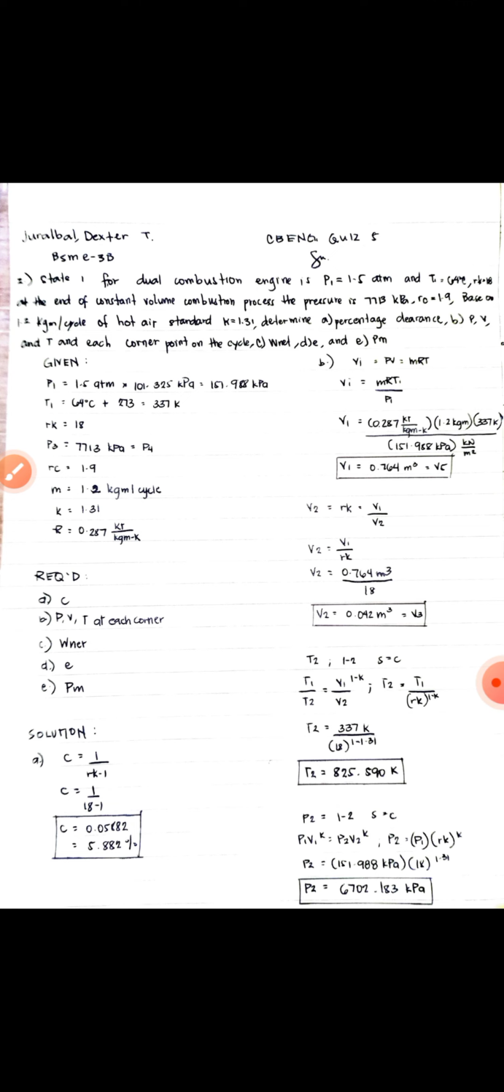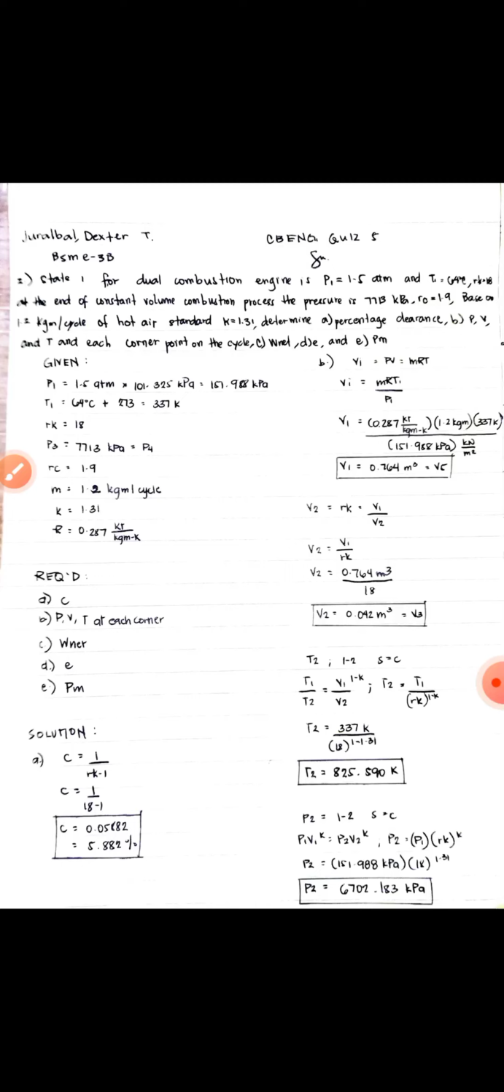For the V1 naman. So, V1, we have formula na PV equals MRT. So, V1 equals to MRT1 over P1. So, V1 equals M na 0.287 kilojoule over kilogram mass Kelvin times R natin na 1.2 kilogram mass times T1 natin na 337 Kelvin over P1 na 151.988 kPa. So, yung kPa natin is equal sa kilonewton per square meter. So, V1 equals sa 0.764 cubic meter. So, yung V1 natin is equals din siya sa V5.